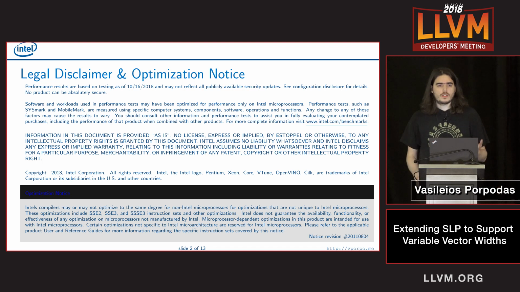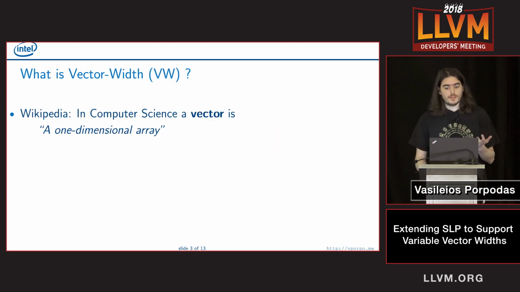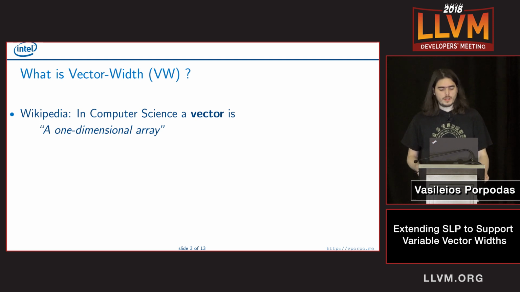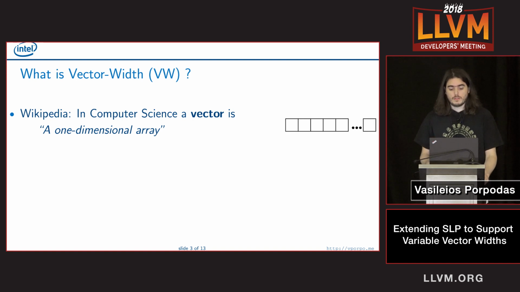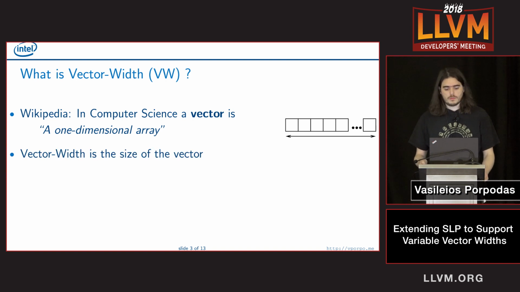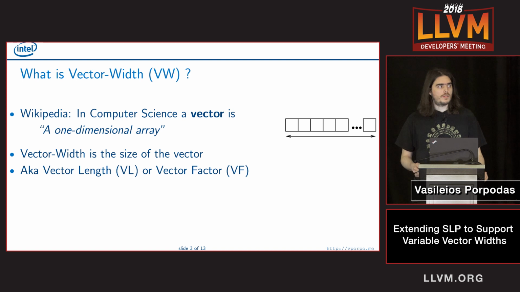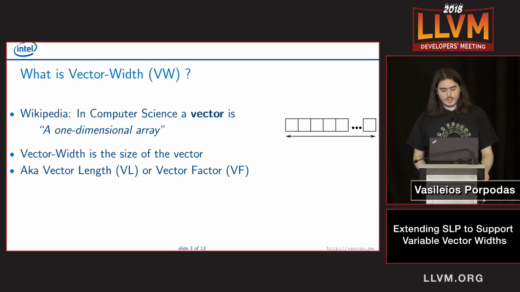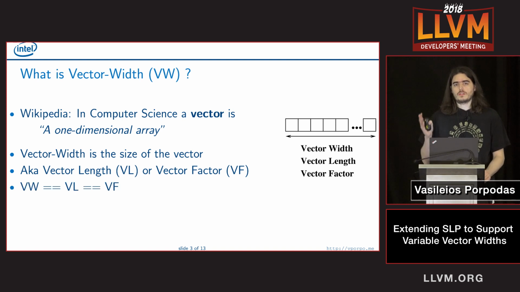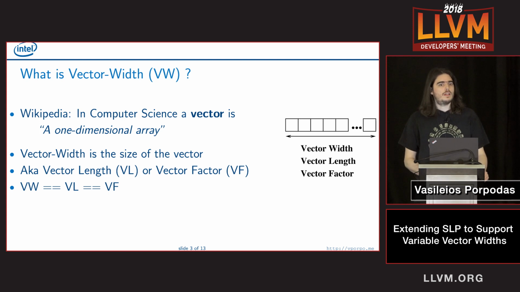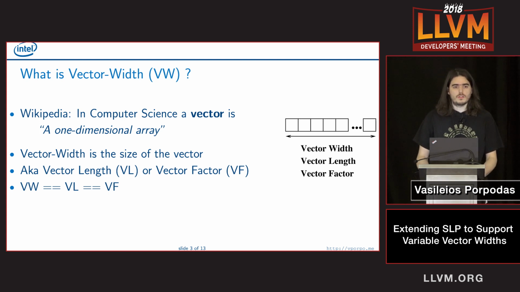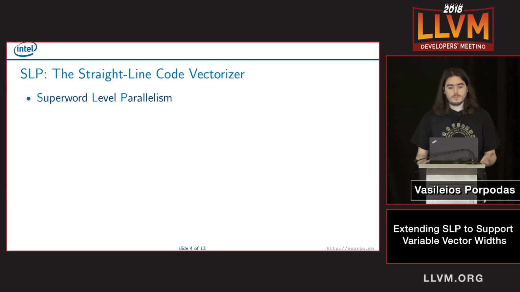Let's get started by defining what vector width is. According to Wikipedia, a vector is a one-dimensional array, so it looks like this. And vector width is actually the vector size. In the vectorizer jargon, we also use the term vector length or vector factor, so please don't be confused. All of these terms are exactly the same, and I'm going to use them interchangeably throughout this presentation. Now that we got this out of the way, I'll talk about SLP.